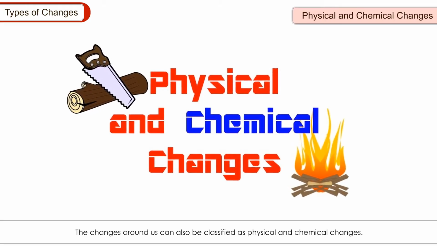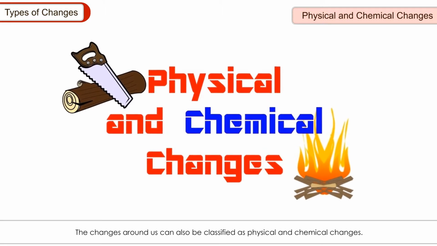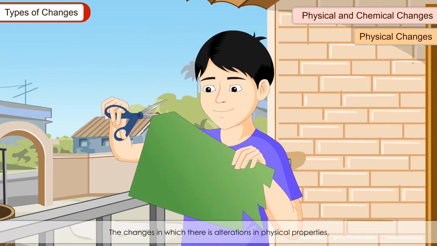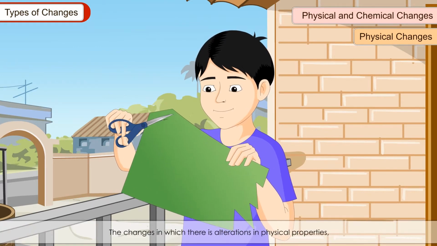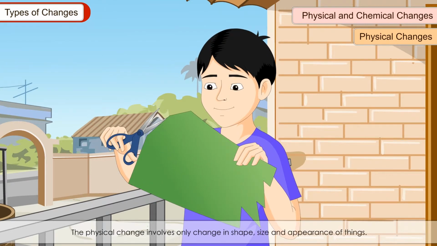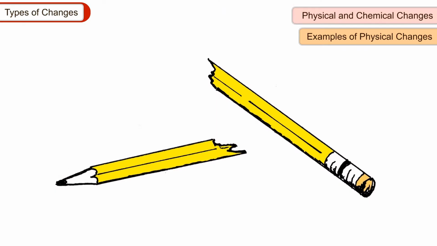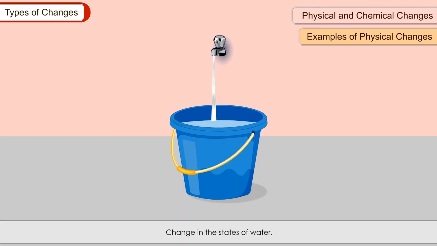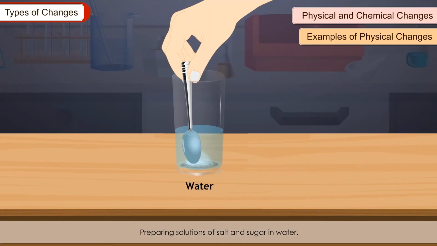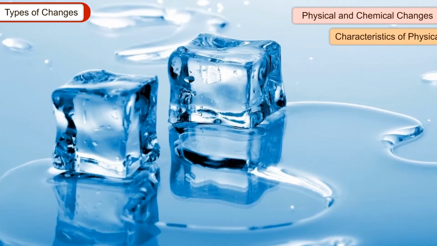Physical and chemical changes. The changes around us can also be classified as physical and chemical changes. Physical changes, the changes in which there are alterations in physical properties but no new substances formed, are called physical changes. The physical change involves only a change in shape, size and appearance of things. The properties of the substance do not change after a physical change. Examples of physical changes: the breaking of a pencil, change in the states of water, grinding of substances, preparing a solution of salt and sugar in water, stretching of elastic.